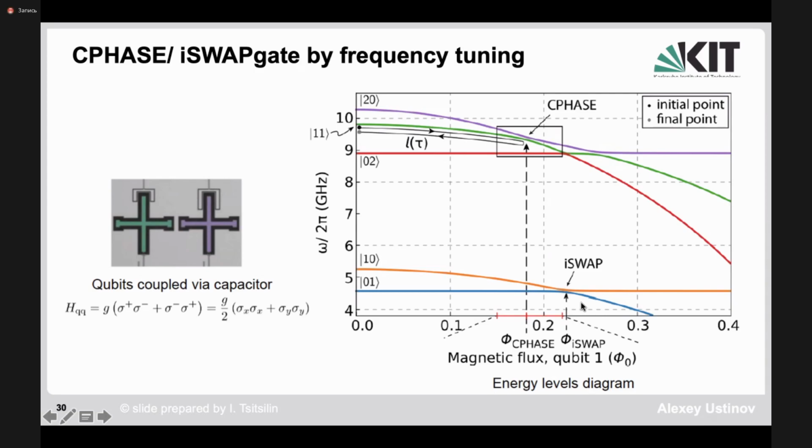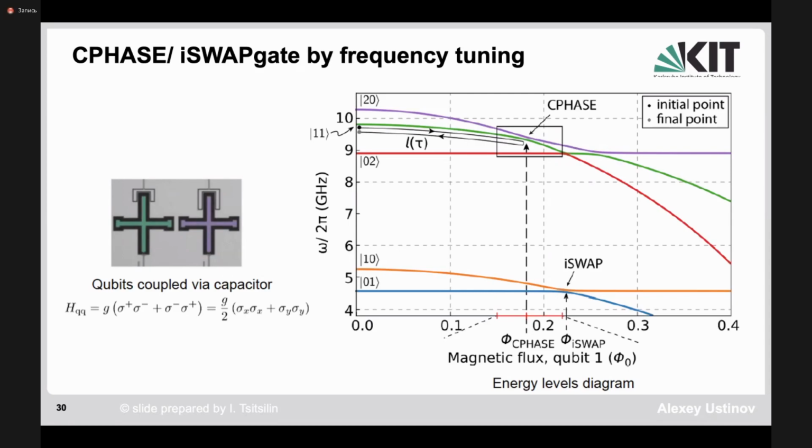magnetic flux, and then in the region where these frequencies cross, you already know this, there will be a swap gate. If you wait half a period, it will become square root of swap. Depending on the phase, it can be also called I swap. Actually, it's I swap if you discuss this directly in terms of matrices. And this is a possibility of making the I swap gate.